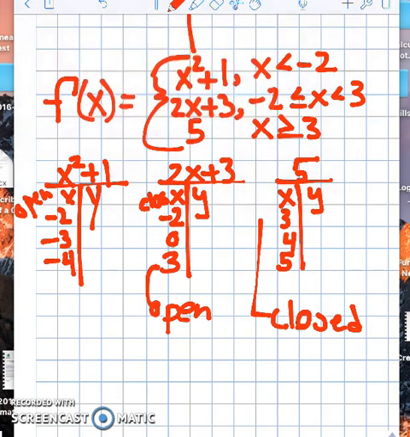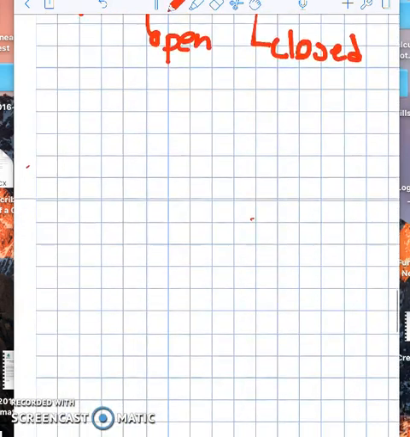Make this smaller. Maybe this will help. Okay, so when we plug this in, negative 2 squared is 4, plus 1 is 5. Oh, that's much better. Negative 3 squared is 9, plus 1 is 10. Negative 4 squared is 16, plus 1 is 17. And then this middle one, 2 times negative 2 is negative 4, plus 3 is negative 1. 0, 3, plug in 3, 2 times 3 is 6, plus 3 is 9. And then 5. Well, all of these are just going to be 5. So again, we're going to take a look at the graph of this.